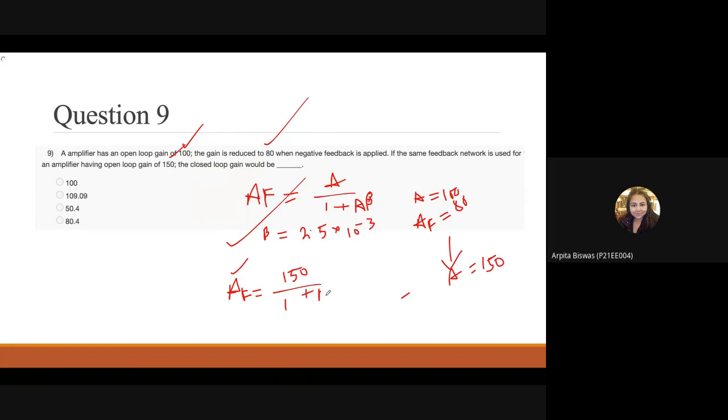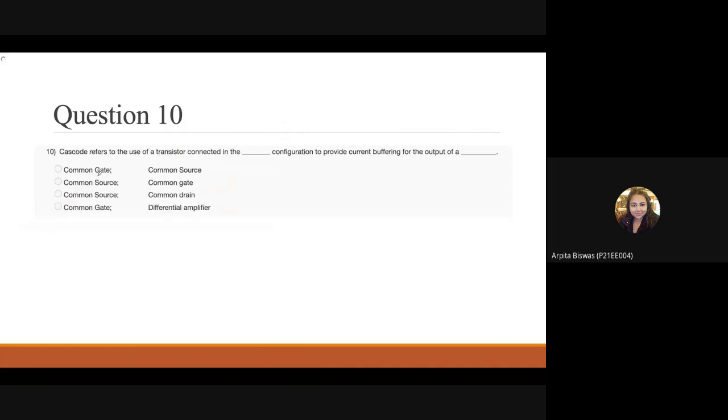So is it clear for all of you how to find this out? Just take the first condition, that A is 100 and reduced it is 80. Here you have to find the beta value. The next condition is if the open loop gain is 150, find the new closed loop gain AF, where A is 150 and beta is from the previous equation. So AF is equal to 9.09.